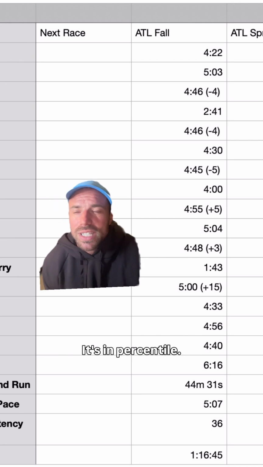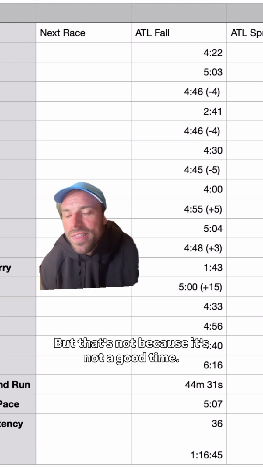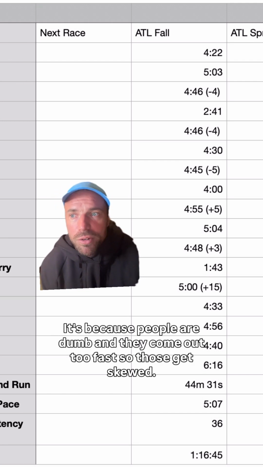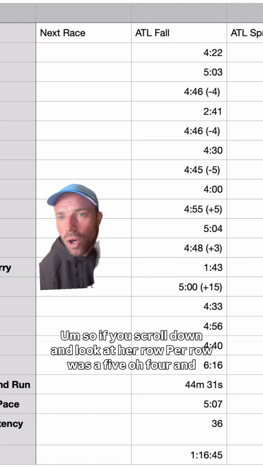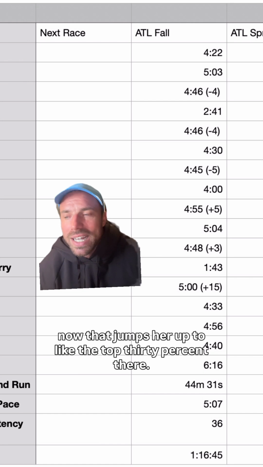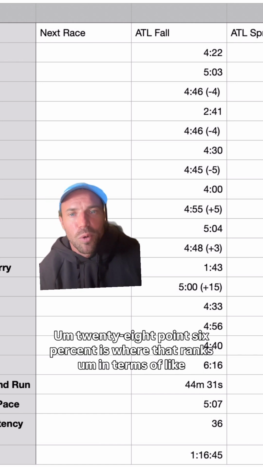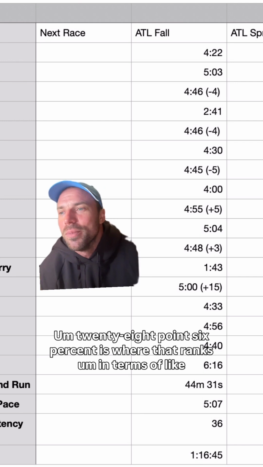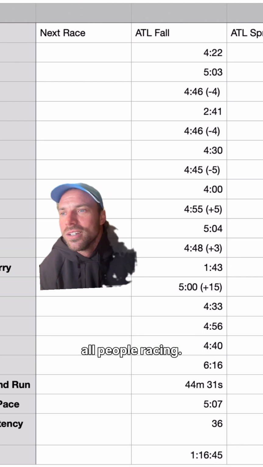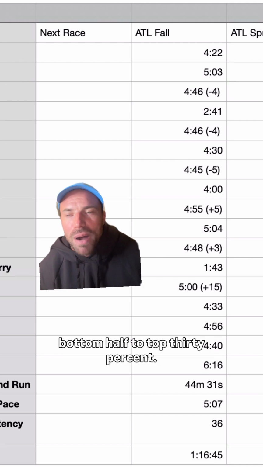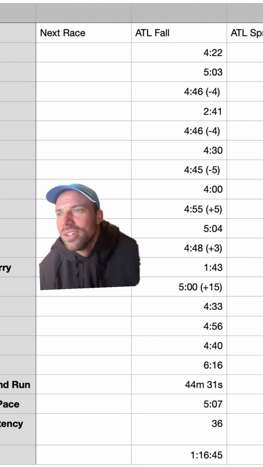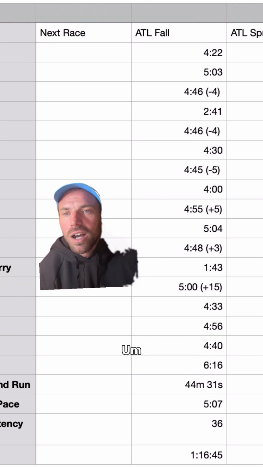It's in percentile. It's not amazing, but that's not because it's not a good time. It's because people are dumb and they come out too fast. So those get skewed. So if you scroll down and look at her row is a 5:04, and now that jumps her up to like the top 30% there. 28.6% is where that ranks in terms of all people racing. So it's the same time essentially, but it goes from bottom half to top 30%. So yeah, it's actually great.